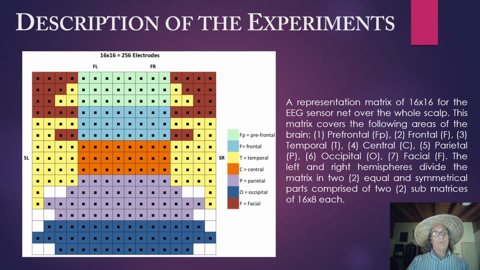After that, we took all the data that was recorded with the electrodes, and we configured the matrix so that we could display or manipulate the values of these different areas of the brain placed in different electrodes. So the matrix here is very well explained. This represents the facial area. This represents the prefrontal cortex, frontal, temporal, central, occipital, and facial area.